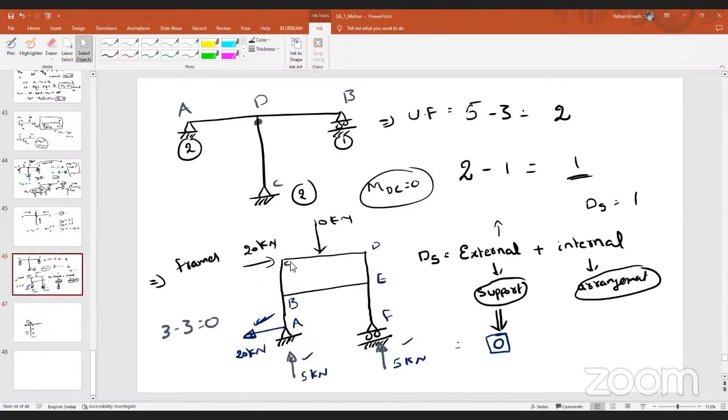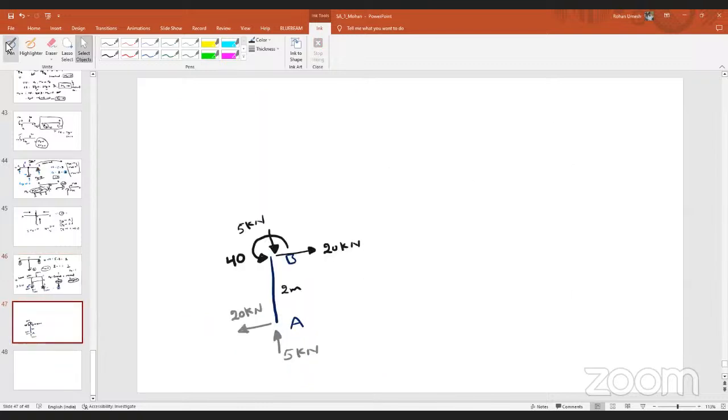Now, coming to BC, let me write for BC. Tell me, this is B and this is C. How many forces will exist at B? 3, right? Vertical, horizontal, and moment. Do I know their magnitudes? Do I know the vertical magnitude? Yes, sir. 5 kilonewton.